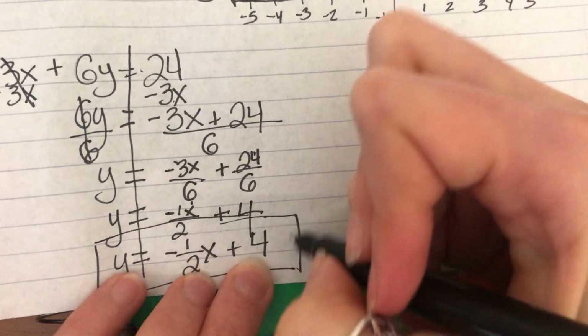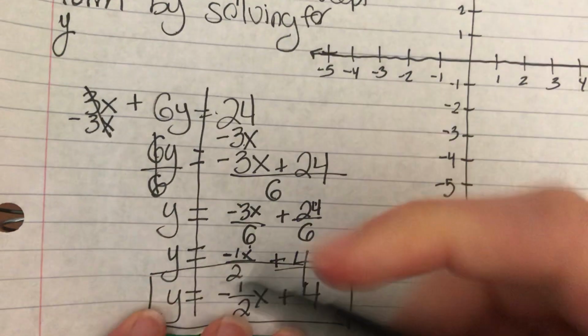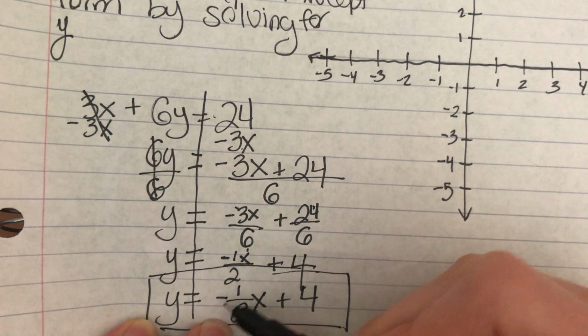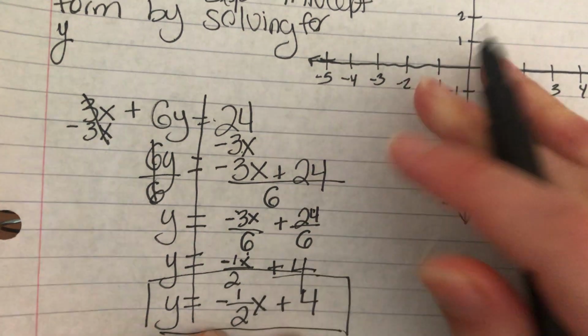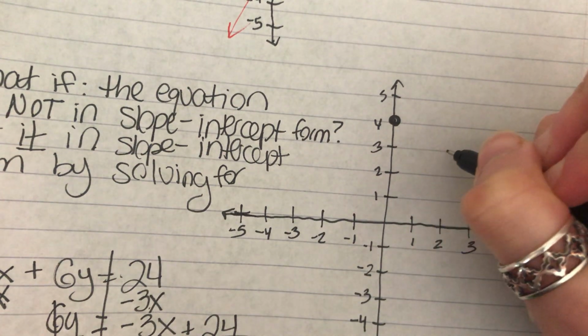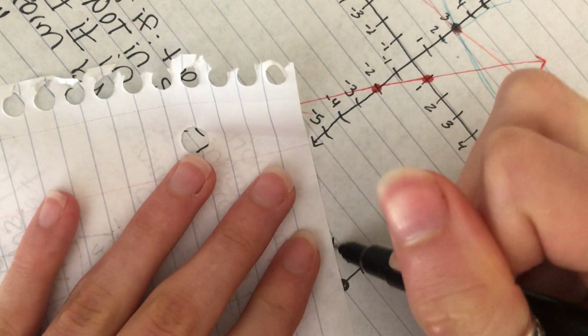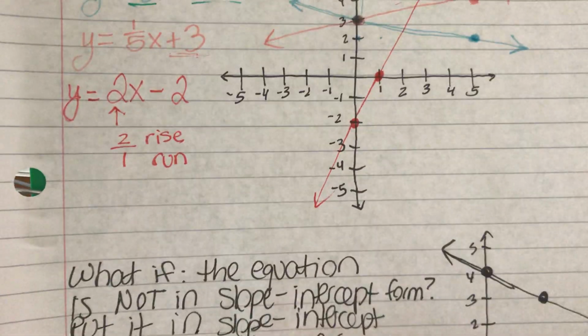So again, we're starting with the plus 4. From there we need to go down 1. Remember, this negative is going to apply to the numerator only. Down 1 over 2. We'll go to the right 2 because, again, the negative applies to the 1, not the 2. So we'll go down 1 and to the right 2. Once we have our 2 points, we can go ahead and draw our line. So that's just kind of a review of how we are going to be graphing.